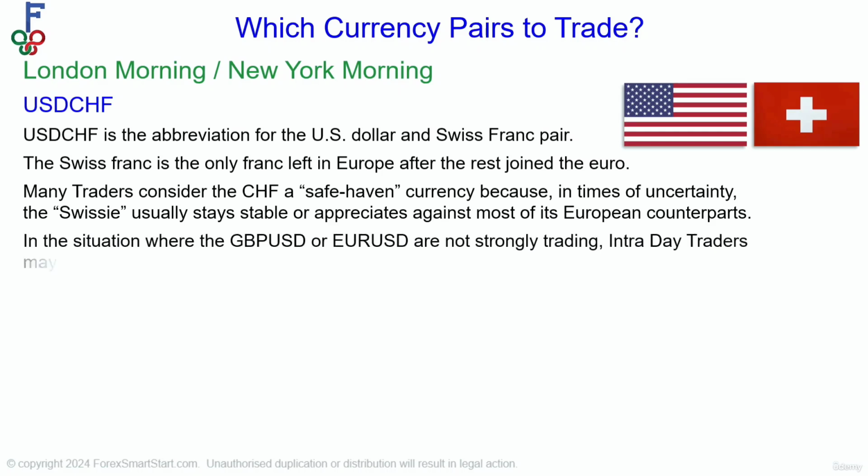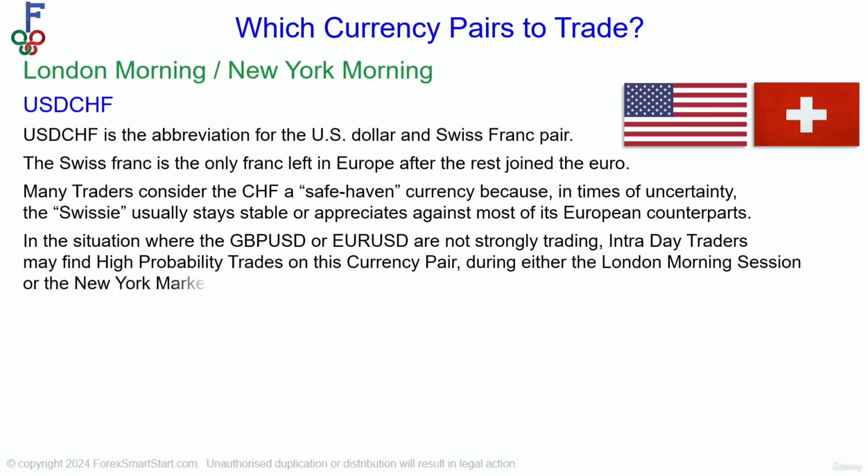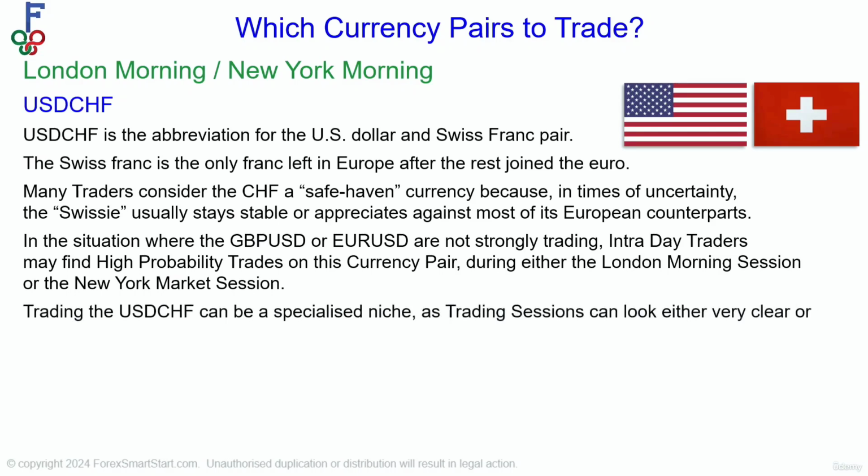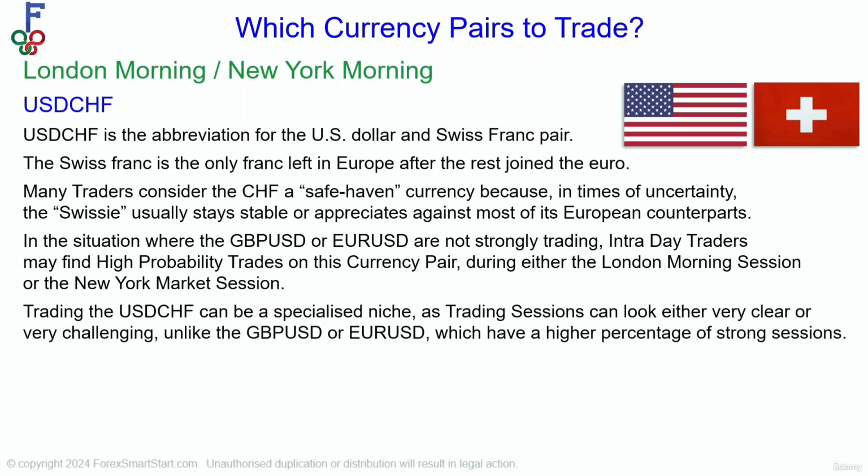In the situation where the GBP USD or the Euro USD are not strongly trading, intraday traders may find high probability trades in this currency pair during either the London morning session or the New York market session. Trading the USD Swiss franc can be a specialized niche, as trading sessions can look either very clear or very challenging, unlike the GBP USD or the Euro USD, which have a higher percentage of strong sessions.